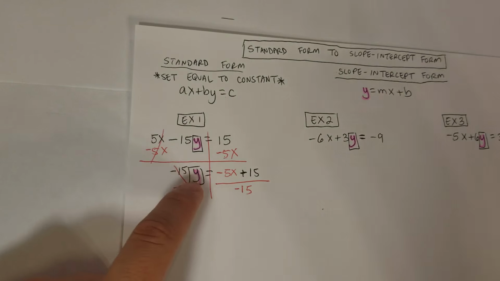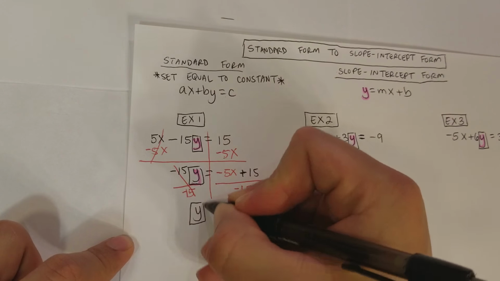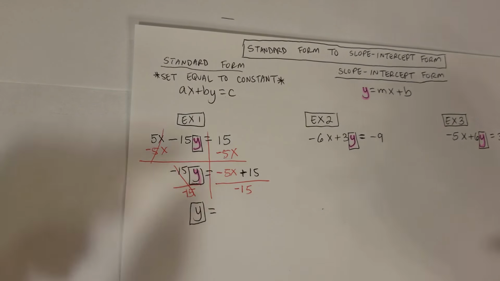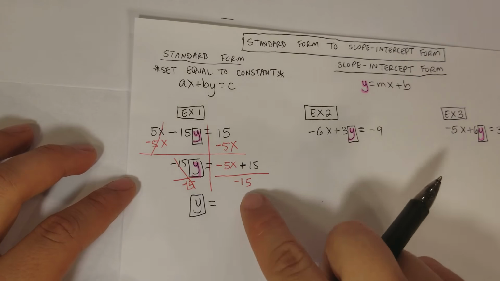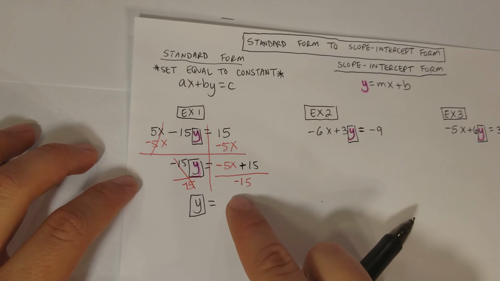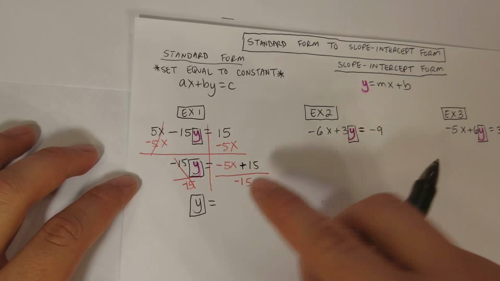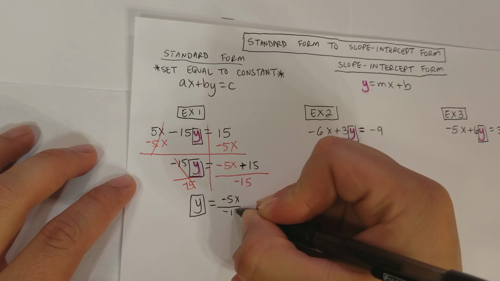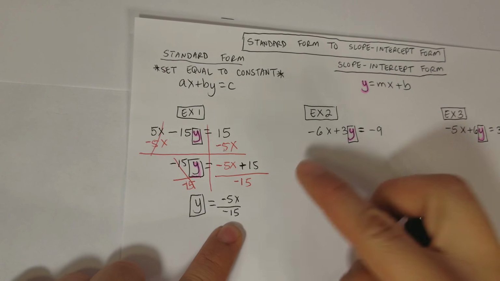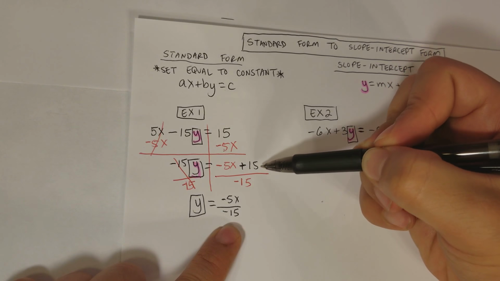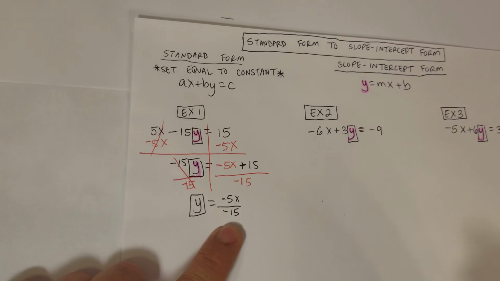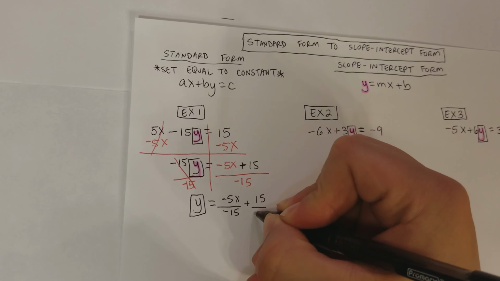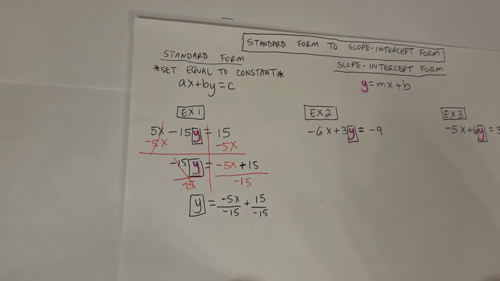And then, boom, we have the y by itself. So we get y on this side by itself equals this craziness. So how do we simplify that? What I like to do is split it into two different fractions first so I don't get confused. So I'm going to just rewrite it as negative 5x over negative 15, because remember, the whole thing is over 15. The negative 5x is over negative 15, and then the 15 is over negative 15. So we get this, and then plus 15 over negative 15.